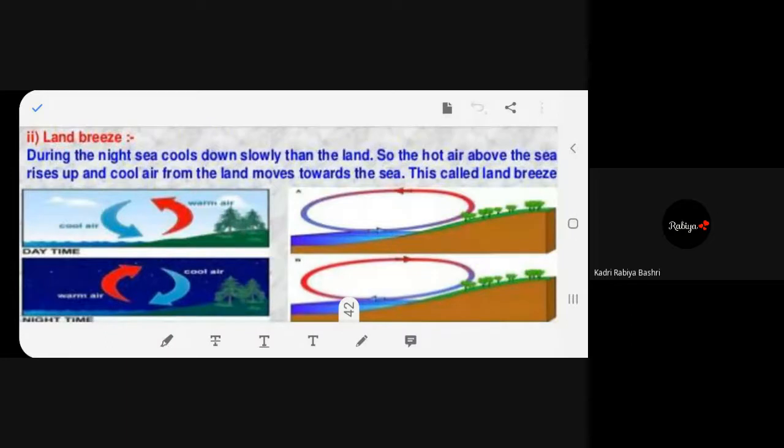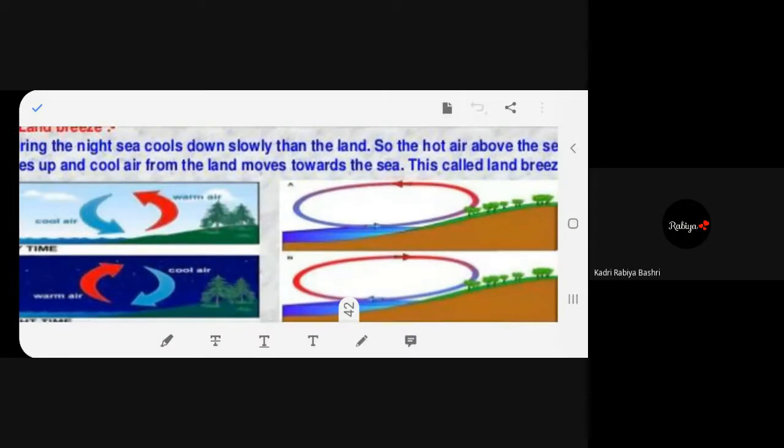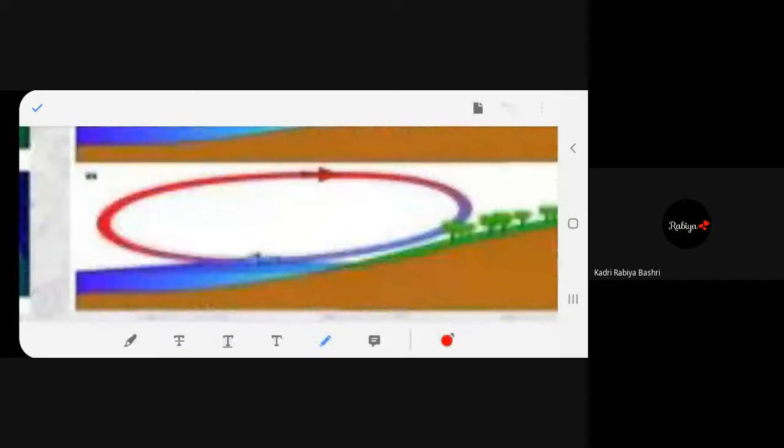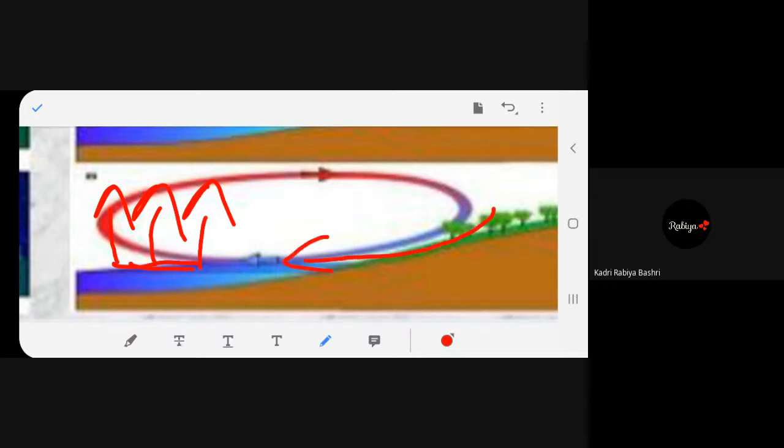Yes. So now see over here. At night time, this temperature is more. So the hot air rises up, right, beta? And the cool air from the land comes to the sea. So land is coming to the sea. So this is called as land breeze. So land breeze you observe at night and sea breeze you observe in the daytime. Is this clear?